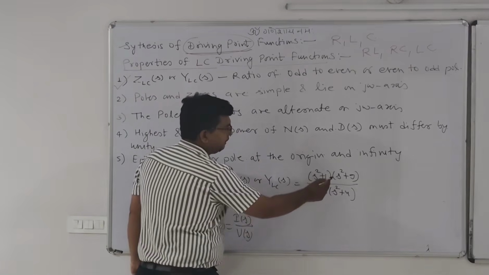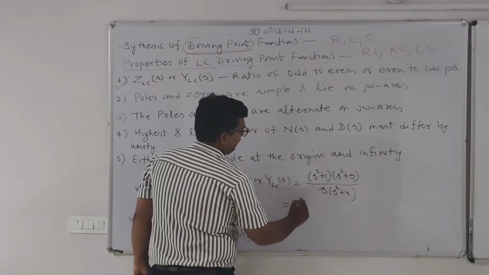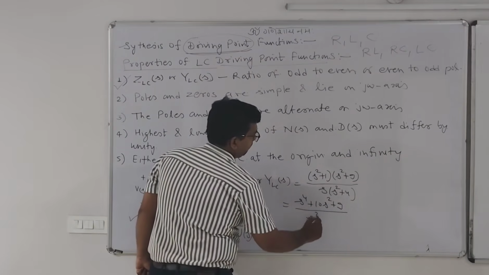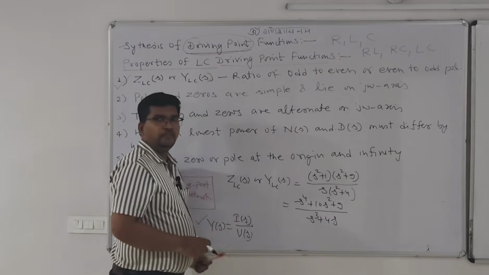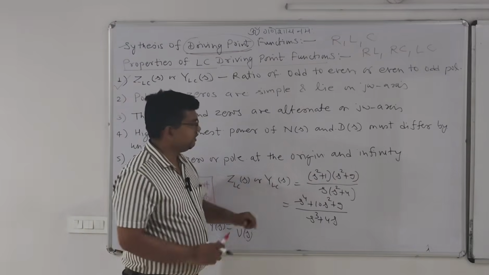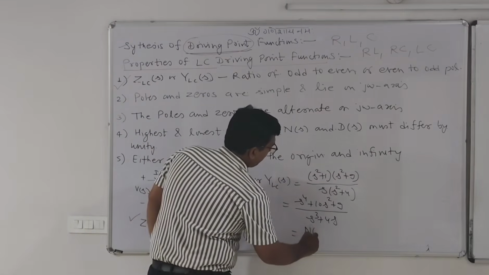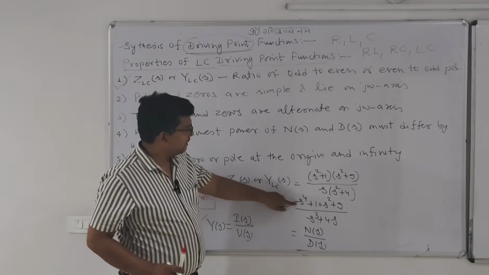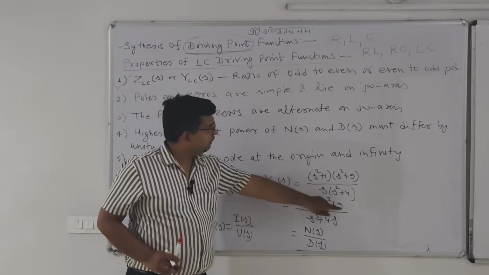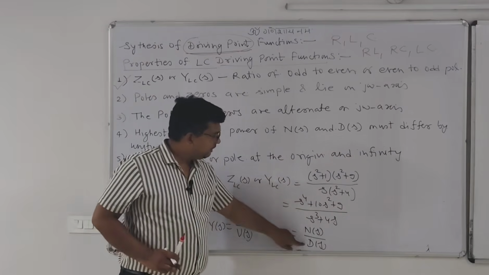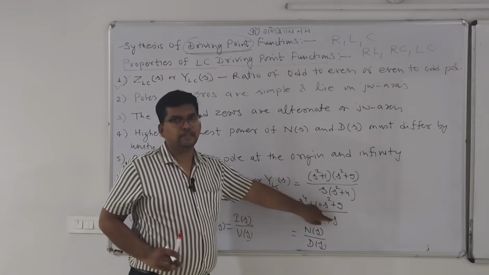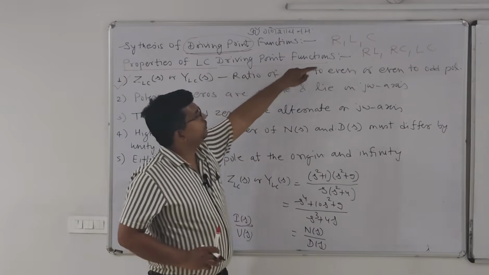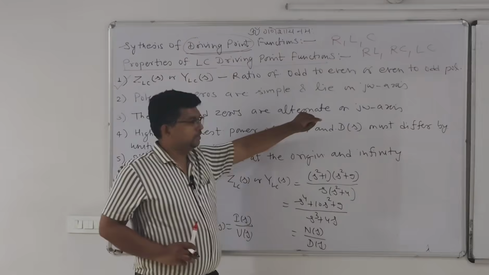If we open this factor form, we get (s to the power 4 plus 10 s square plus 9) upon (s cube plus 4s). We observe that the numerator is called N(s), the numerator polynomial, and D(s) is the denominator polynomial. So basically N(s) is s to the power 4 plus 10 s square plus 9, which is an even polynomial, while the denominator polynomial D(s) is an odd polynomial. So basically it is the ratio of even to odd polynomials.